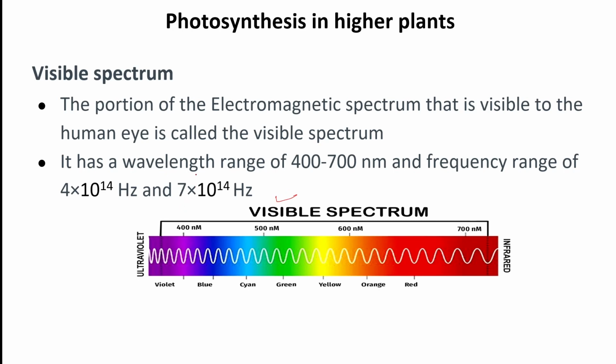So here it is, the wavelength range of the visible spectrum is from 400 to 700 nanometer, as I said earlier, and the frequency range is from 4 × 10^14 hertz to 7 × 10^14 hertz. The visible spectrum, as we all know, is divided into 7 parts, 7 lights. First one is violet, second is blue, cyan, green, yellow, orange, and red. So these comprise the visible spectrum.